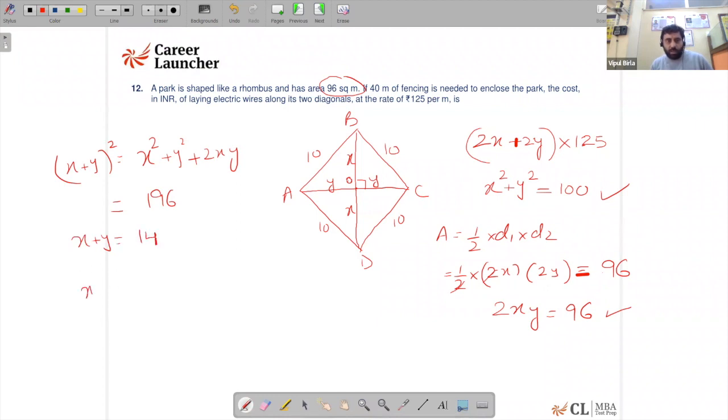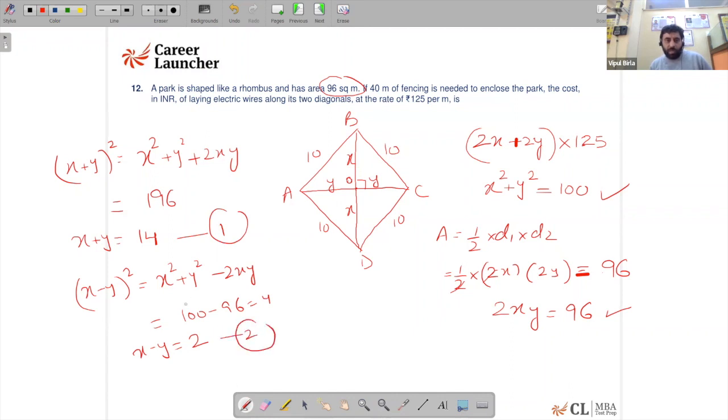And similarly, (x − y)² is equal to x² + y² − 2xy, which comes out to be 100 − 96, which is 4. And therefore, x − y is equal to the square root of 4, which is 2. So that means I've got these equations which say x + y is 14 and x − y is 2.